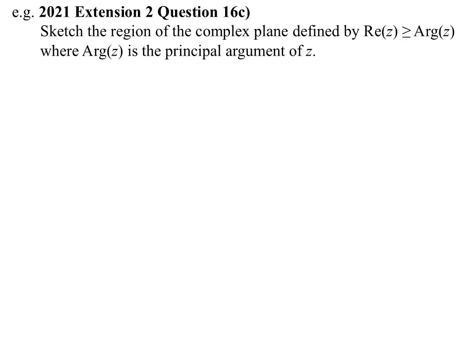Strap yourself in for this one. Sketch the region of the complex plane defined by the real part of z is greater than or equal to the argument of z. And they're just reminding us, the argument of z, we're talking about the principal argument of our complex number. So the real part of z is greater than or equal to the argument z, and you might be thinking, oh, hang on, you wrote little a, not capital A, but in this case it's okay because I defined over here that the argument's going in between minus pi and pi.